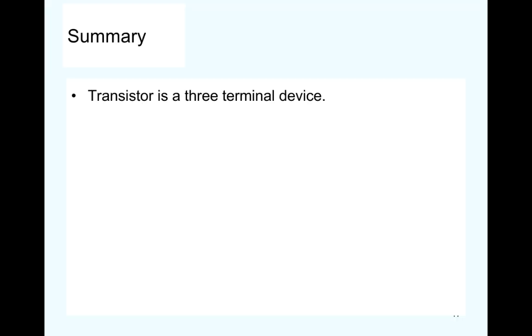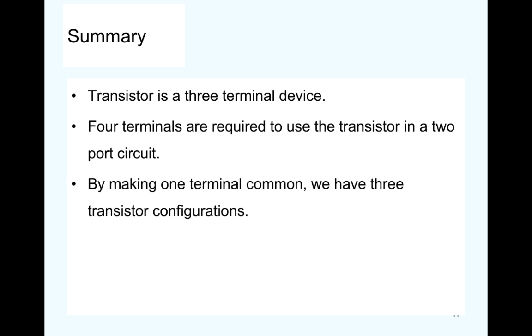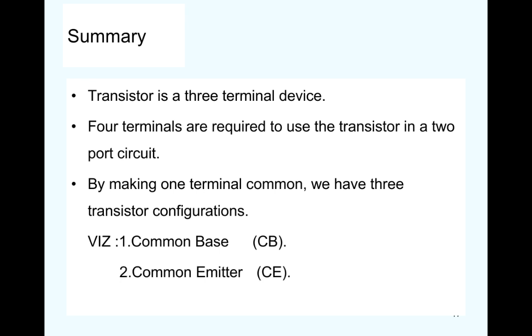The transistor is a three-terminal device. Four terminals are required to use the transistor in a two-port circuit. Why? Because an amplifier is a four-terminal circuit. The transistor is a three-terminal device, but the amplifier is a four-terminal device. By making one terminal common, we have three transistor configurations. What are they? Common base configuration, common emitter configuration, and common collector configuration.